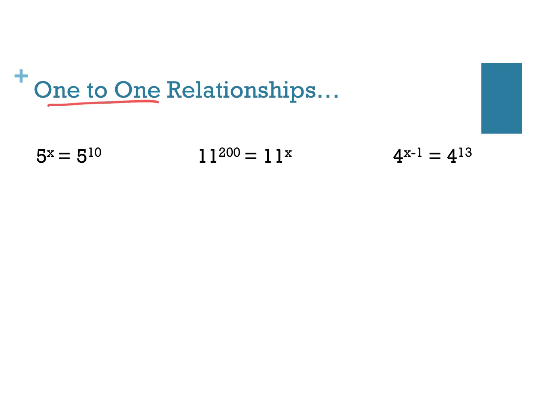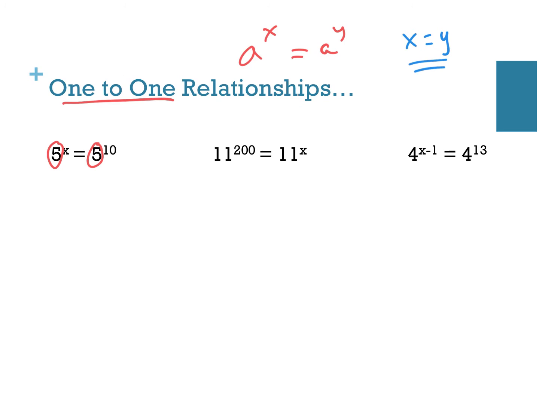The reason why it's called a one-to-one relationship is because you have the same base equal to the same base on the other side. And anytime that is true, if I have a to the x equals a to the y, then that means that the exponents must be equal. And so you can simply set the exponents equal to each other and then solve for x. So in this first one, 5 to the x equals 5 to the 10, since the bases are the same, I would just set the exponents equal to each other. So right away, there's my answer.